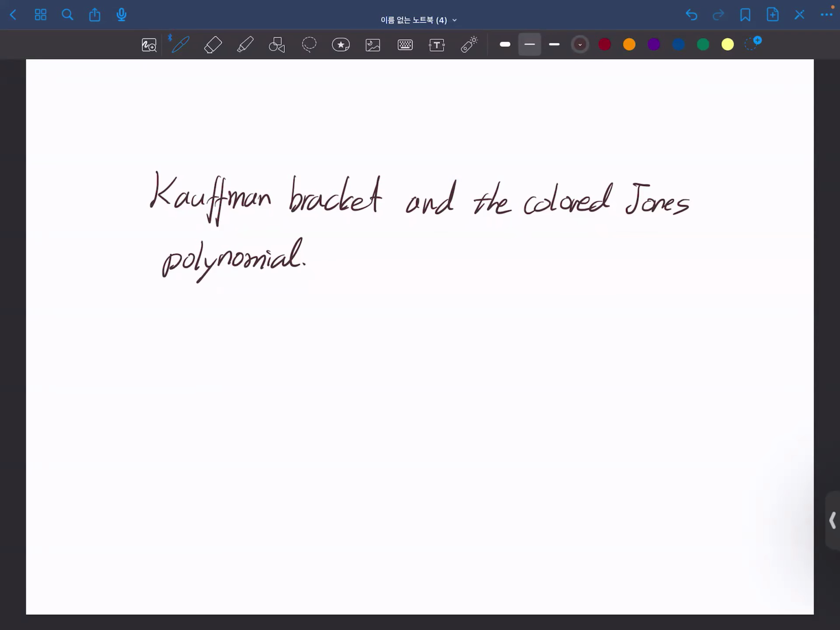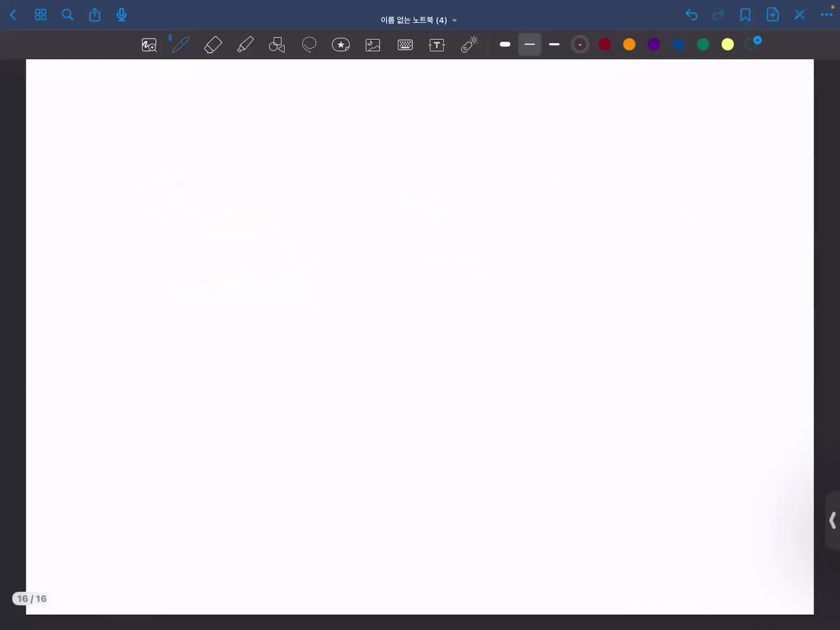Today, let me continue my series of talks about knot theory and its relation with three-manifolds. Today I will introduce what the Kauffman bracket is and what the colored Jones polynomial is. Before that, let me remind you what we did last time.